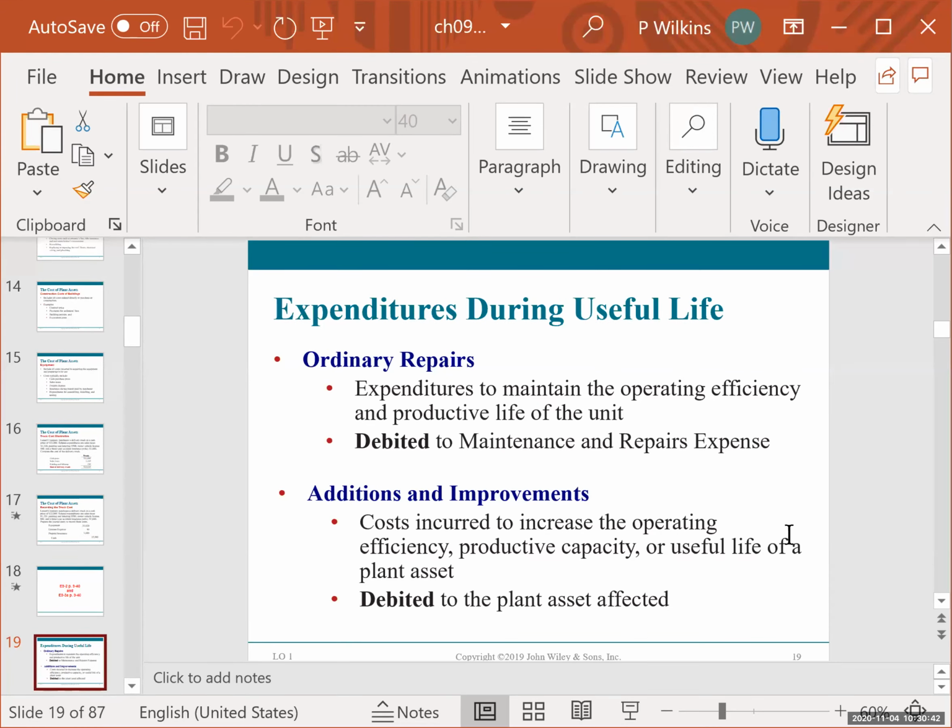Okay, so you can also have expenditures during useful life. And I was just talking about this, and basically expenditures are things that are done to keep the asset working. So maybe you have a building painted, or maybe you put in a new kitchen faucet, or maybe you have the oil changed in your vehicle, or you buy new tires for your vehicle. Those are all what they call maintenance and repairs expense, okay?